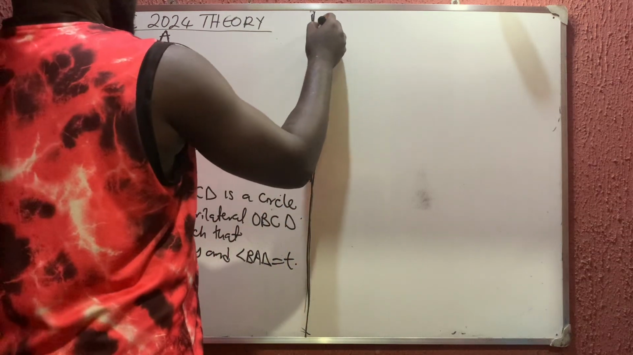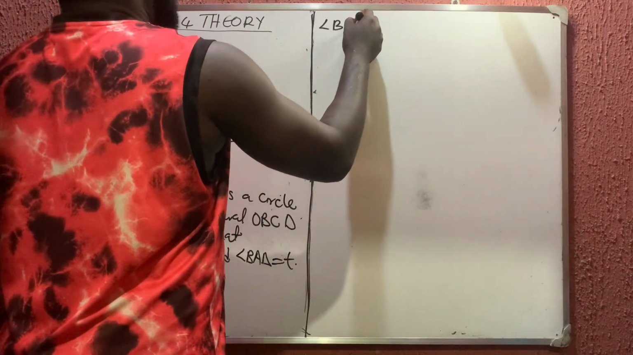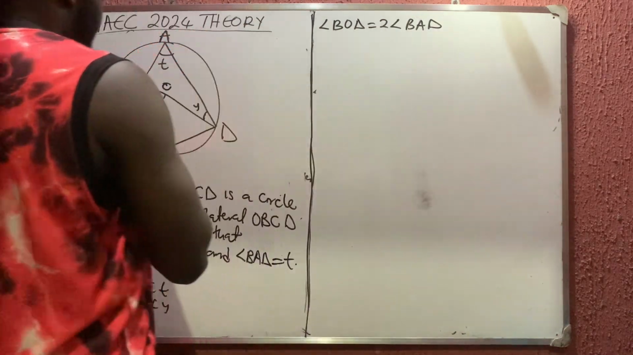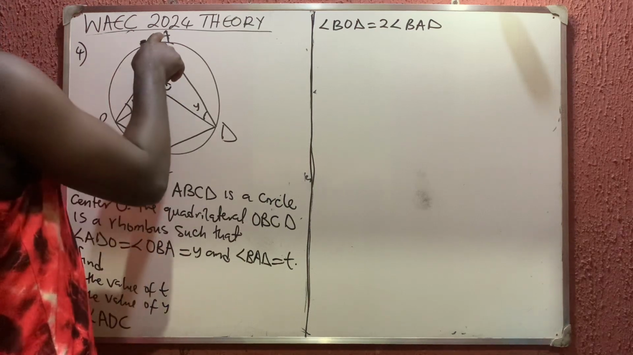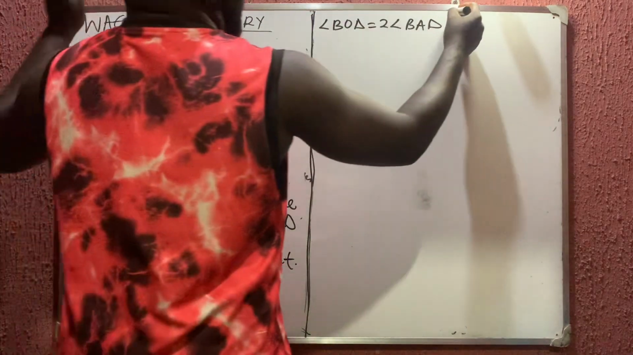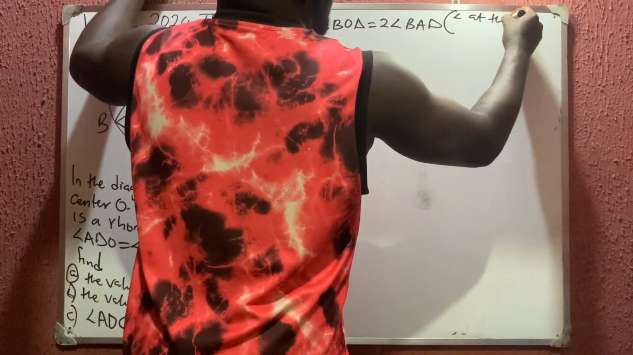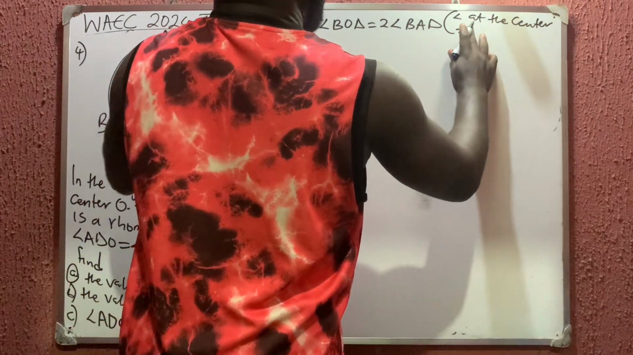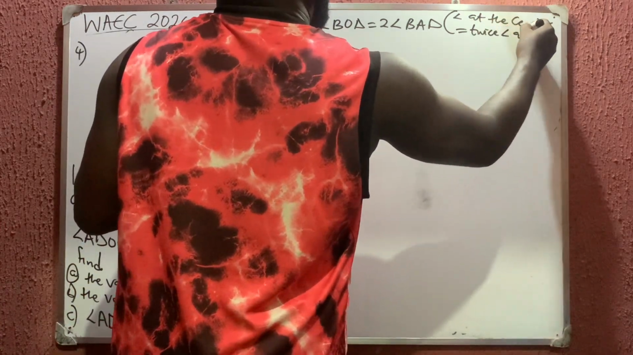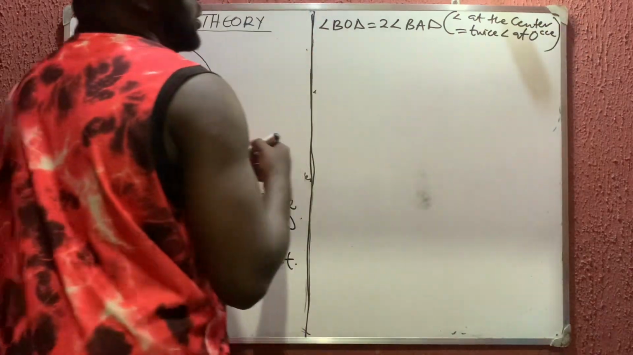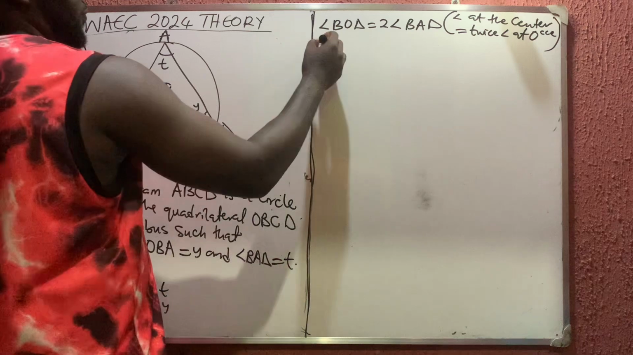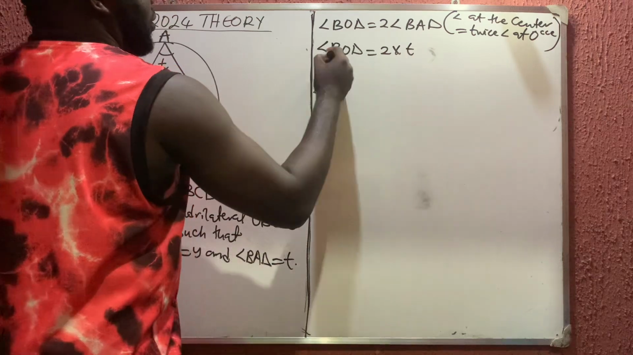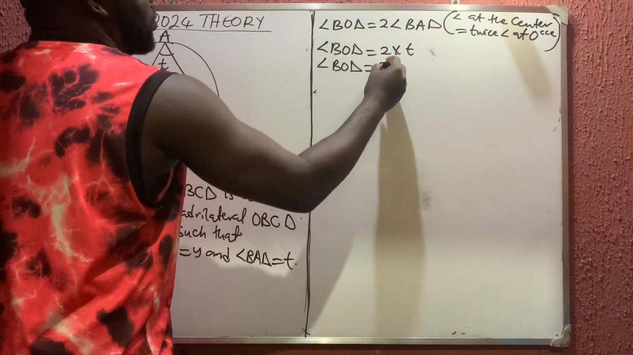So we'll tell them that angle BOD is equal to 2 angle BAD. Angle BOD, which is this place, is 2 times angle BAD. And my reason is: angle at the center equals twice angle at the circumference. So therefore, angle BOD is equal to 2 times t, so angle BOD is equal to 2t.